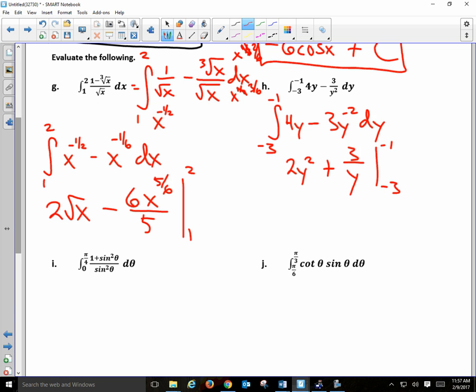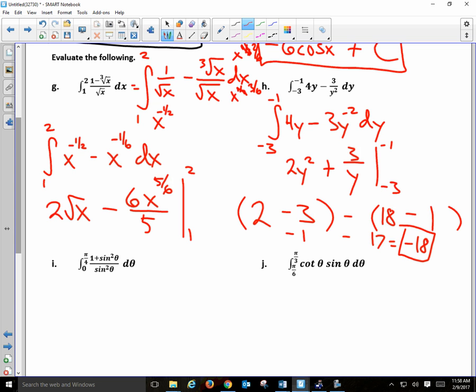When I evaluate my integrals, I set up 2 sets of parentheses. I plug in -1: -1 squared times 2, and then plus 3 over -1, which is -3. Next, I plug in -3. 9 times 2 is 18. 3 over -3 is -1. So I have -1 minus 17, -18.